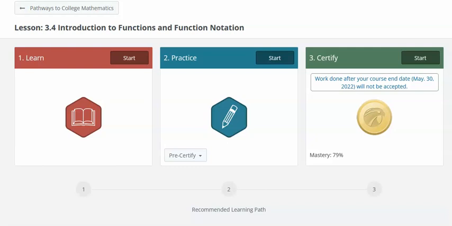In our Pathway to College Mathematics textbook, there are a number of sections we don't cover, but are important, I think, for mathematical background, and where we won't have any required lessons. I'm going to do a few of these just to give you some background. All right, one that's in Chapter 3 is 3.4, Introductions to Functions and Function Notation. So we'll take a look at the learn and then we'll do some practice too.